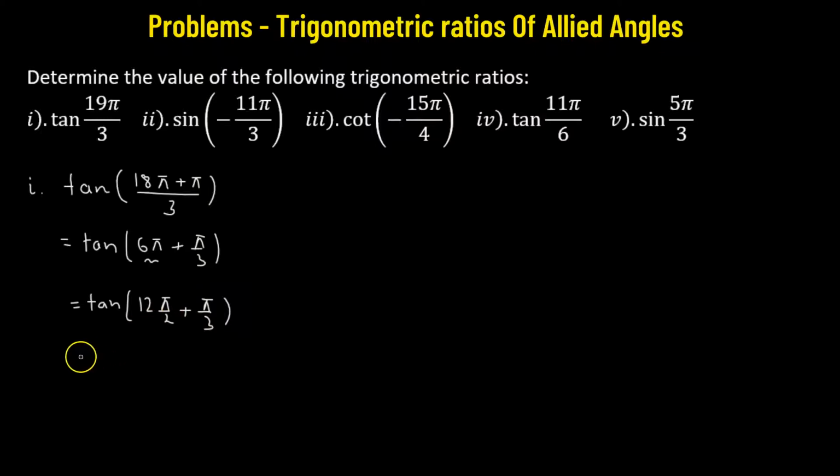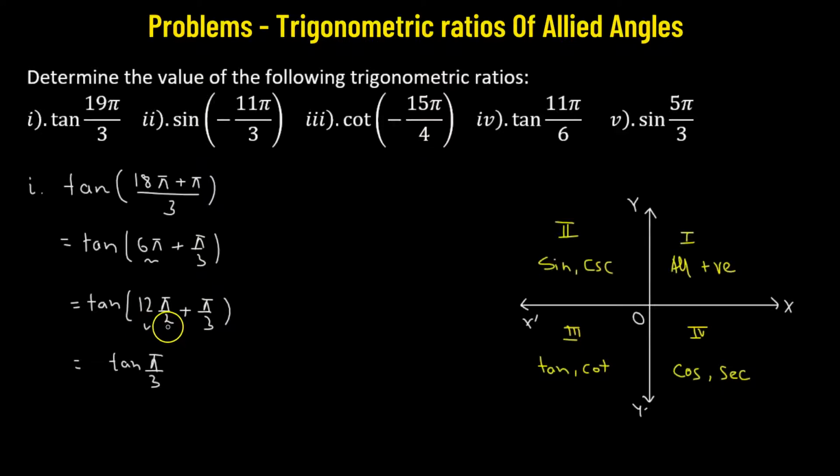The whole reason we have done this is because now we have an even multiple of pi over 2. Whenever we have an even multiple of pi over 2, tangent will remain as tangent. So now we have tangent of the new angle, which is pi over 3. Now we'll also have to take care of the quadrant. So for this, let's go to our quadrant system. Since we have 12 times pi over 2, 12 means we are in the fourth quadrant because 12 is a multiple of 4. Then we also have to add pi over 3, which will take us to the first quadrant. Luckily, in the first quadrant all trig functions are positive. So our final value is going to be positive tangent of pi over 3, which simply equals square root of 3.